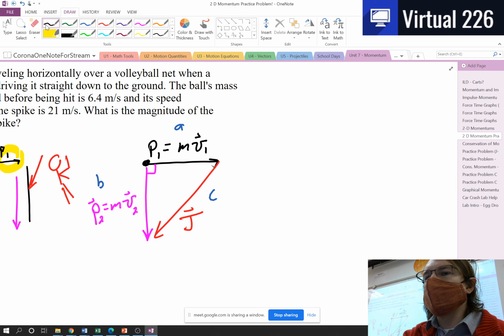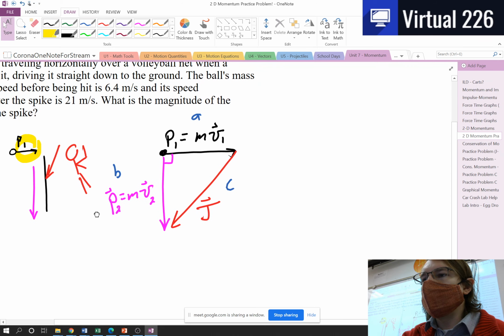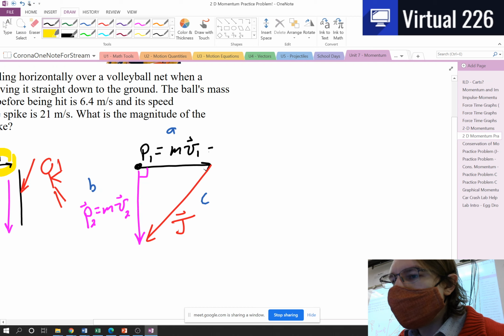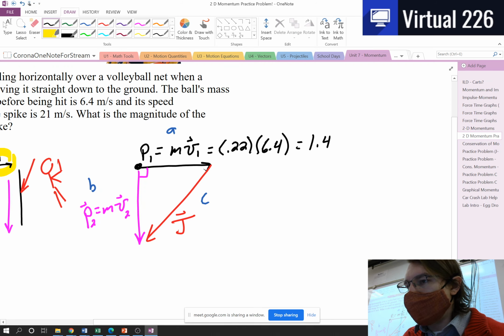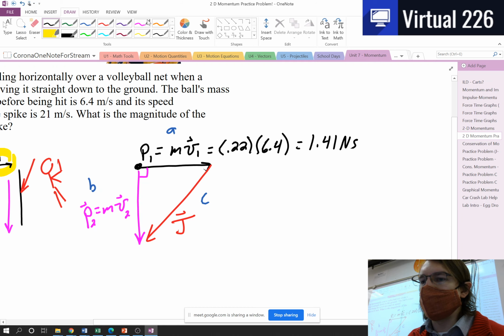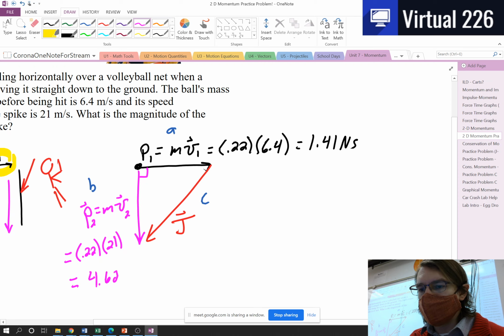We know the mass of the volleyball in this problem is 0.22 kilograms. So our mass is 0.22, and the initial velocity is 6.4 meters per second, which gives us an initial momentum in black here of 0.22 times 6.4, which is 1.41 Newton seconds if we round that. And our final momentum going down is going to be 0.22, same mass of the volleyball, it hasn't changed, but a new velocity of 21 meters per second gives us a new momentum at the end of 4.62 Newton seconds.